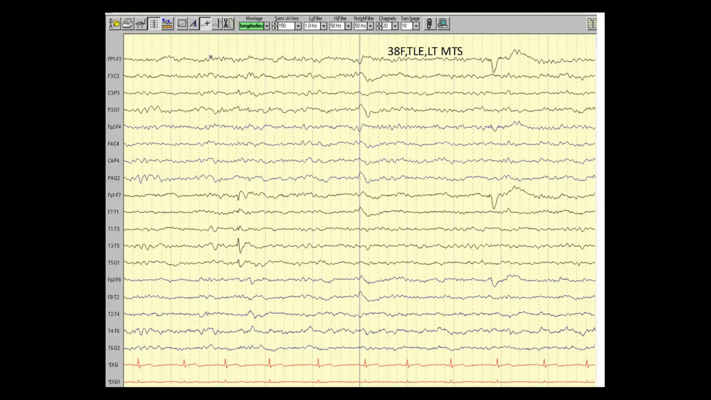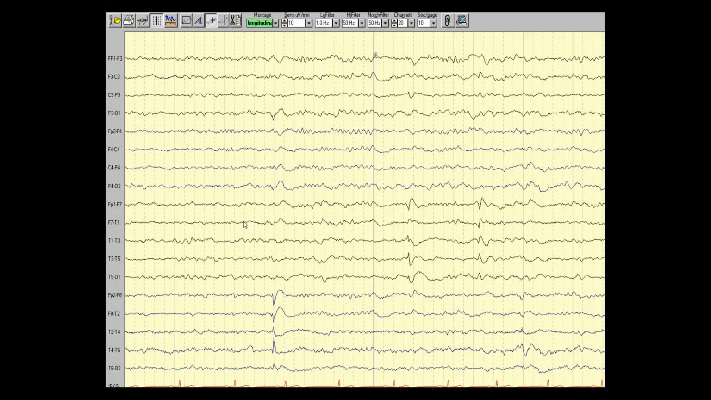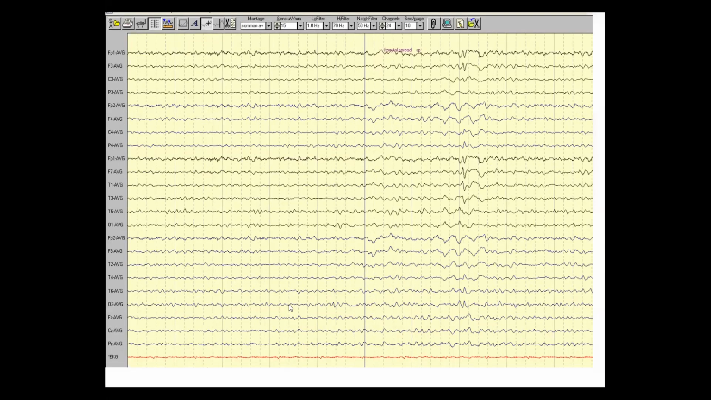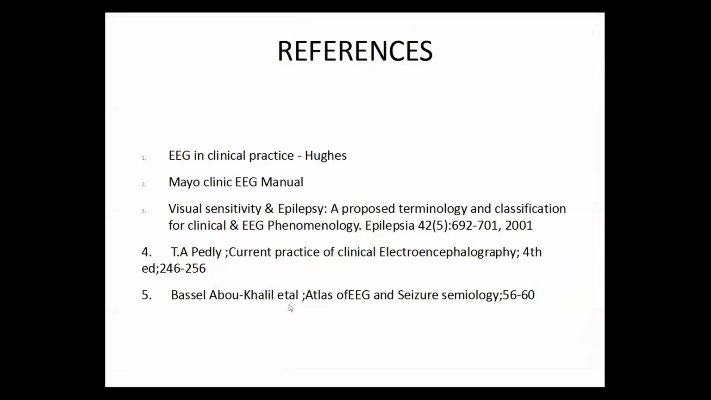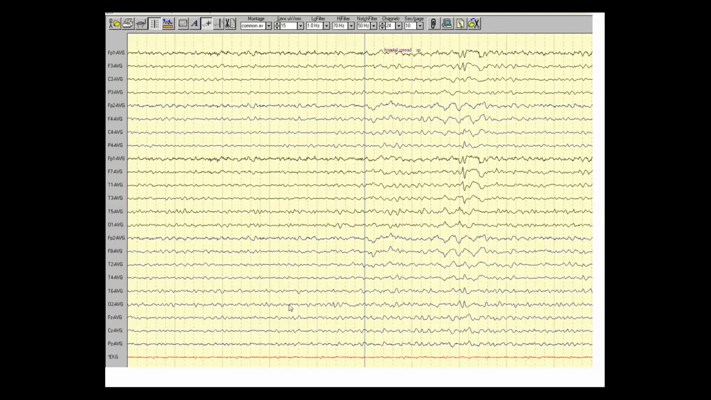This is another example of a patient with left temporal lobe epilepsy associated with MTS, mesial temporal sclerosis. You can see the left temporal spikes here, but during sleep you get an increased number of spikes, and 30% of them will also have spikes in the contralateral medial temporal region, as you can see here. These are the spikes which are activated by sleep.